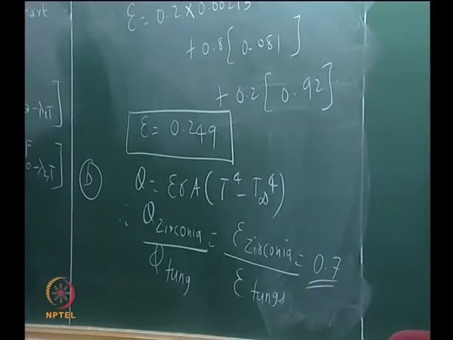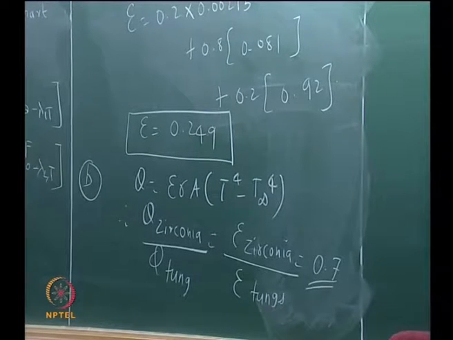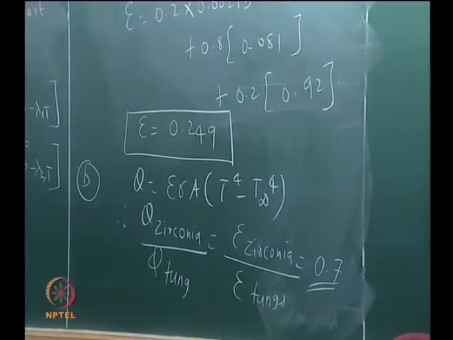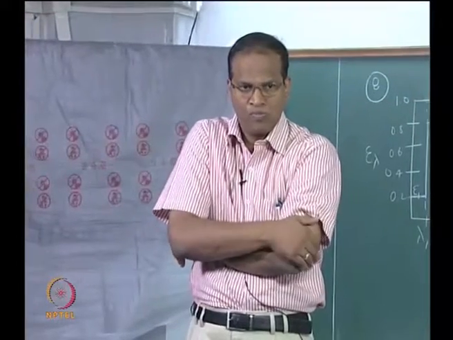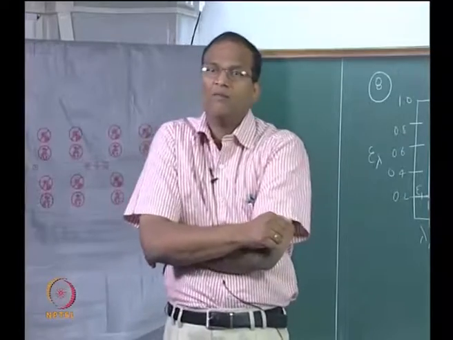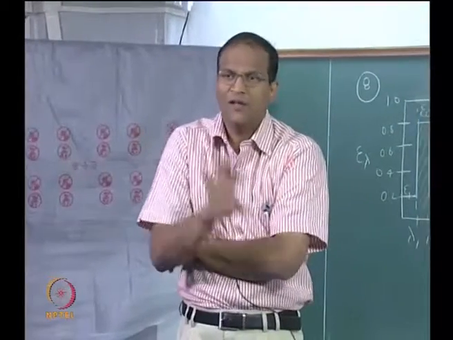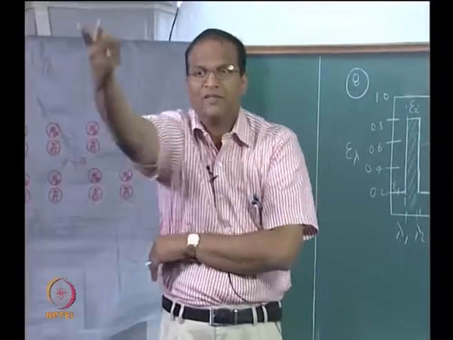So the zirconia bulb consumes only 70% to be at the same temperature. Okay. That is not our goal. The goal is to let it consume less energy. What about the light? That comes from part C.